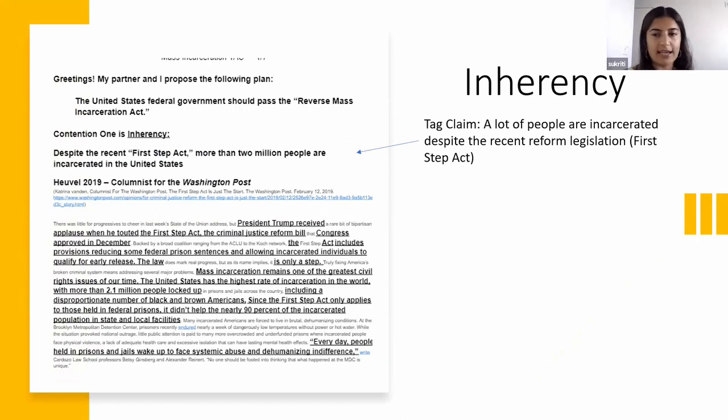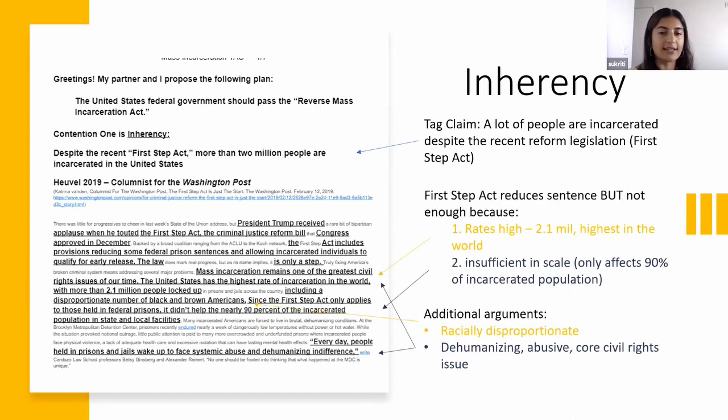And this card is saying that despite the First Step Act, there's still a lot of people incarcerated and that it's insufficient. So it makes two separate arguments for that. And I tried to separate it by color, so it becomes a little bit easier to see all those different lines going everywhere. But so it makes two arguments.